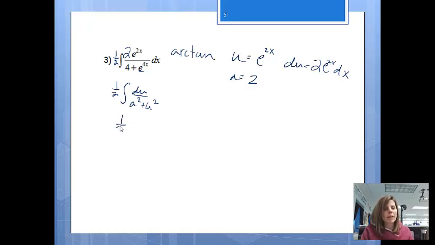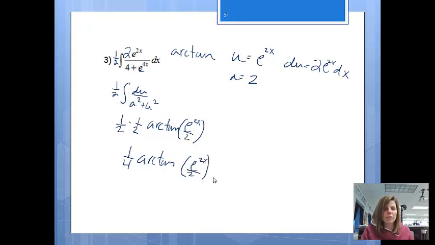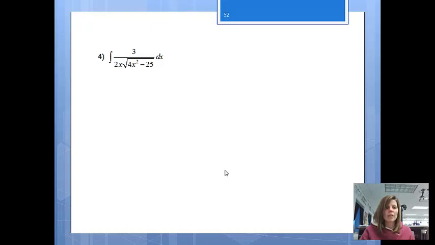So I can go ahead, it's going to be 1/2 because I'm bringing down that 1/2. In the arctan problem, it says to actually do 1 over a. So I'm going to do 1 over 2, arctan u over a, so e to the 2x over 2. And then I'm just going to simplify it a little bit. 1/2 times 1/2 is 1/4. Arctan e to the 2x over 2, and then plus c. All right, let's try one more problem.